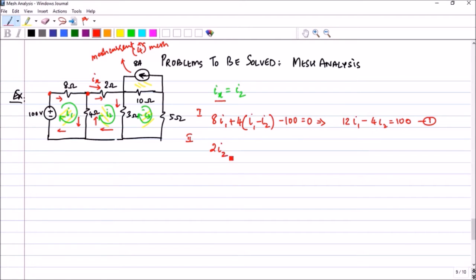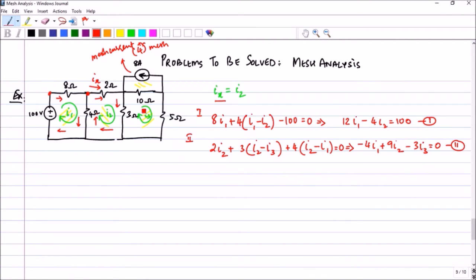So it is 2 into I2, because I am moving in the same direction as I2, plus now it is 3 into I2, and I3 is opposing there, so minus I3. And when I come back here, I see there is a 4 ohm resistor, so plus 4, and I am moving in this direction. I2 gives a positive result, I1 is against, so minus I1 equal to 0. So if I write it in a proper manner, I will get minus 4 I1 plus 9 I2 minus 3 I3 equal to 0. So this is my second equation.